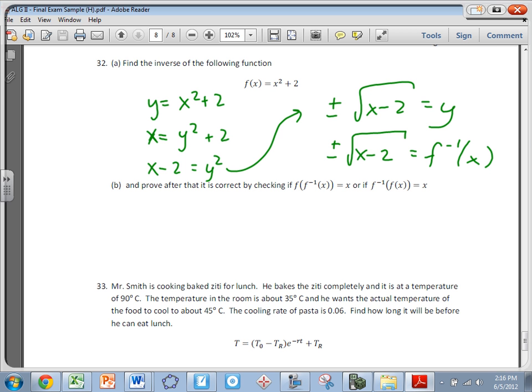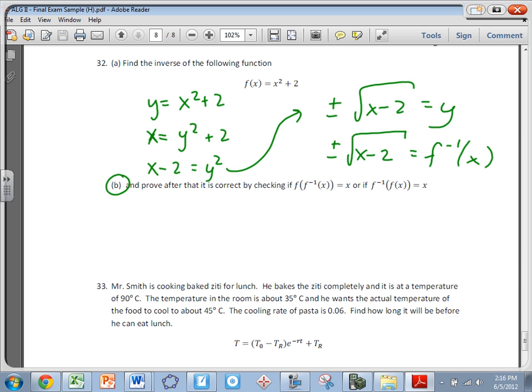Part B says prove after that it is correct by checking the composition of f and f inverse and getting x. Well, that's what we proved. So I think we only did this in the honors section. So this section, this might be a little bit new, but it won't be a topic that will be assessed for the non-honors section.